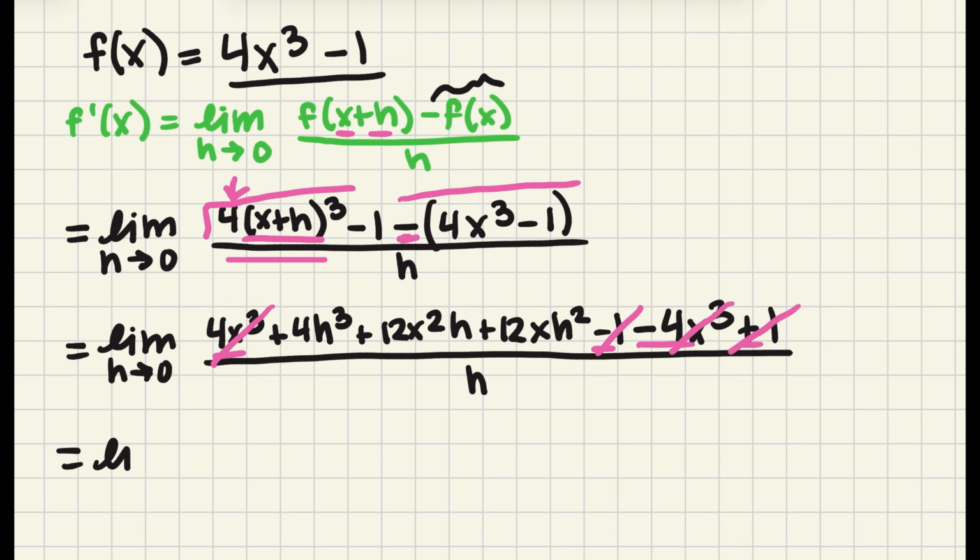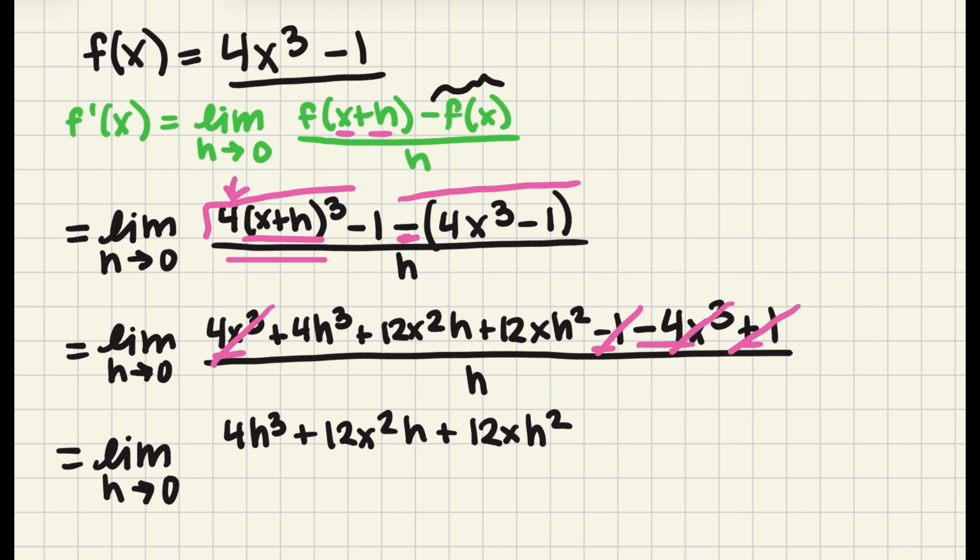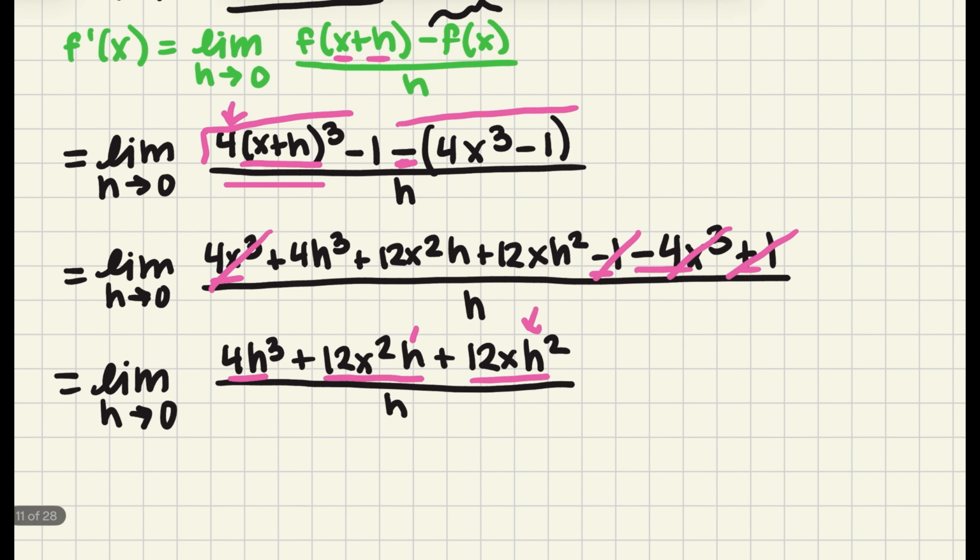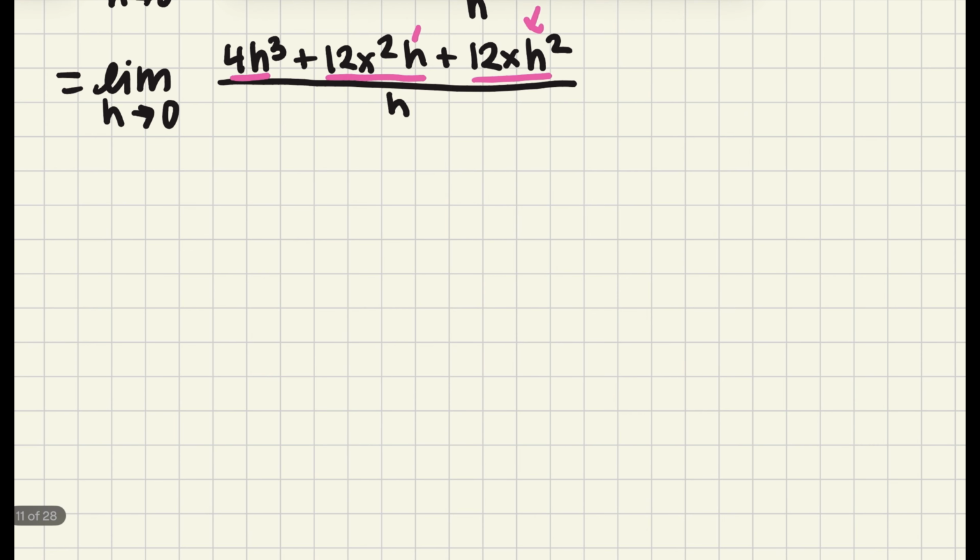write it down. The limit as h approaches 0, 4h cubed plus 12x squared h plus 12xh squared over h. So just like last time, let's try to find something in common. And you see this one has an h, this one right here has an h, and this one has an h. So we're going to bring an h out to see how much we can simplify this.